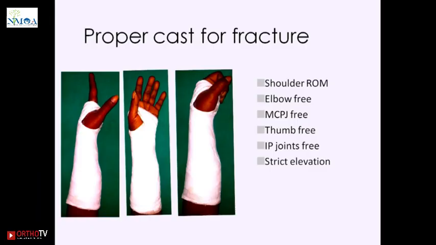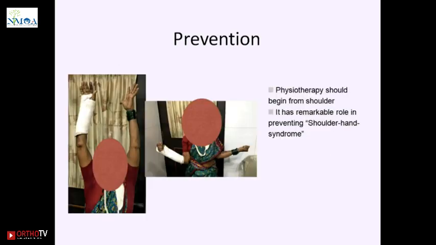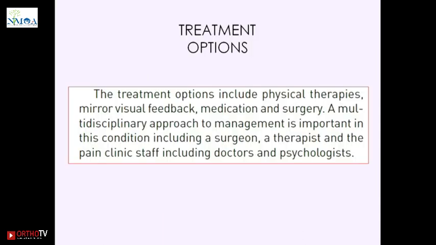This is how the proper cast should be. The elbow should be free. MCP joint should be free. Thumb should be free, and there should be strict elevation. So we should start physiotherapy from the beginning, wherein we should start from the shoulder to prevent the shoulder hand syndrome. Now, what are the treatment options?